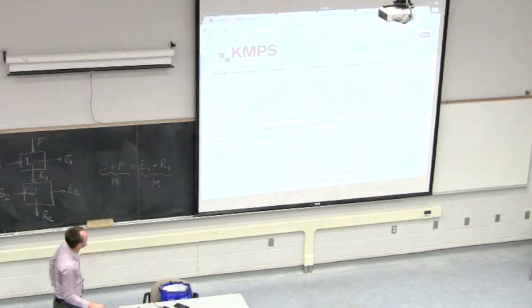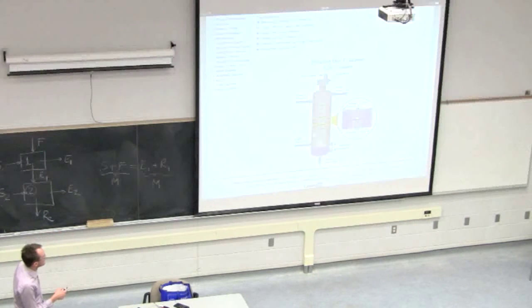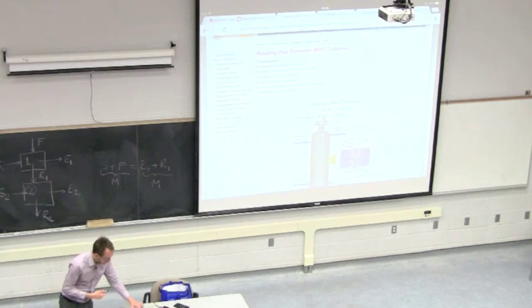So here's a rotating disc contactor column, and essentially each stage in this column can be considered as a mixer settler. And you've got counter-current flow. So you've got your light phase flowing up, your heavy phase flowing down. So that's counter-current over there. The question comes, how many plates, how many trays do you need? Okay, that's a rotating disc contactor where the central shaft rotates.